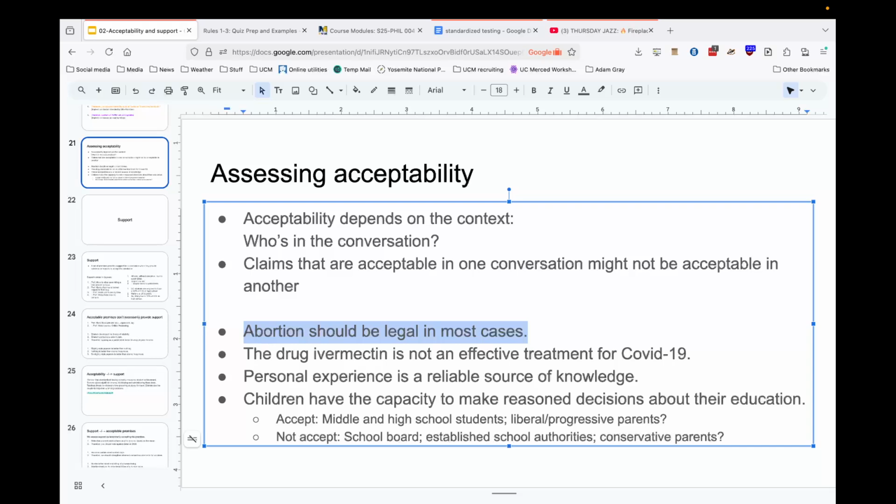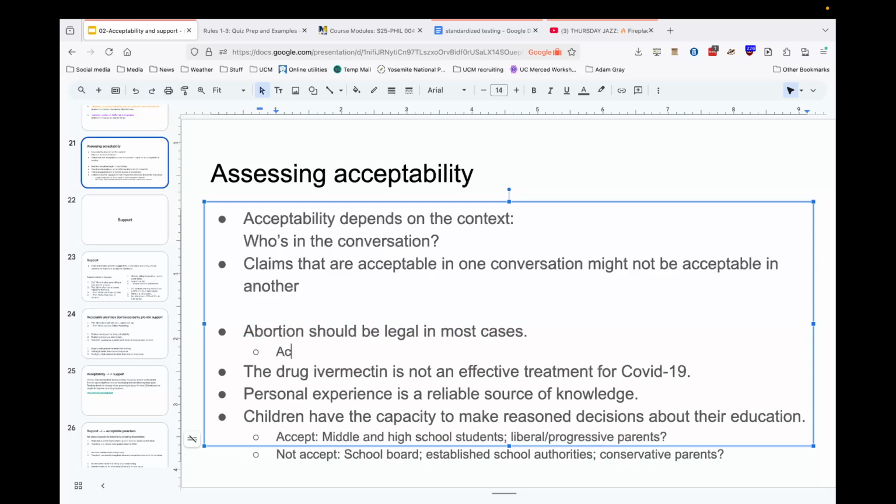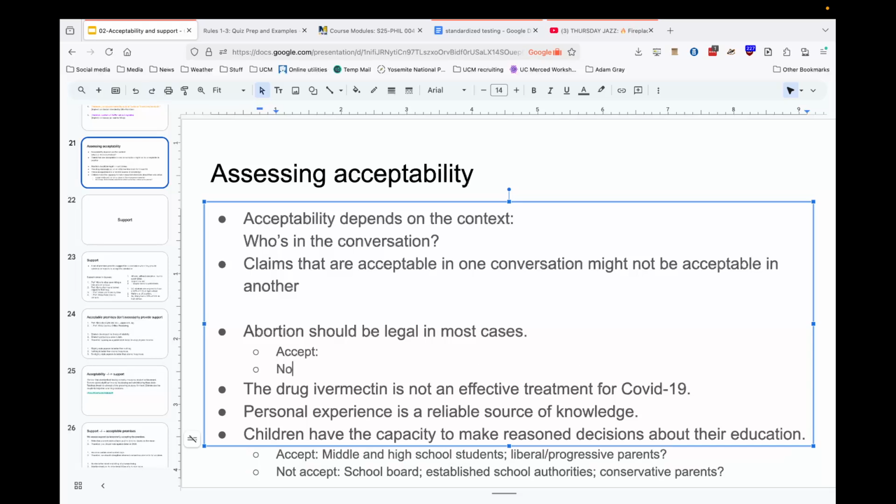Yeah, that's fair. Okay, let's come back together. So we want a group who would probably accept this and a group who would probably not accept this. Sahana? The group who would accept this are people who would describe themselves as pro-choice. Okay. Jonathan? Yeah, not too hard. I mean, not really hard at all.